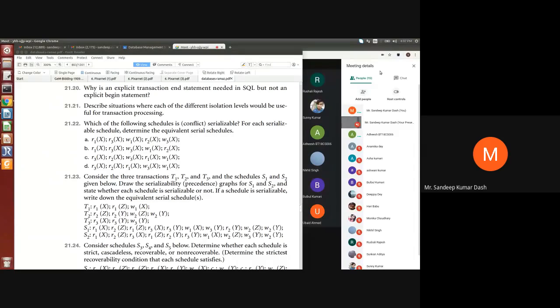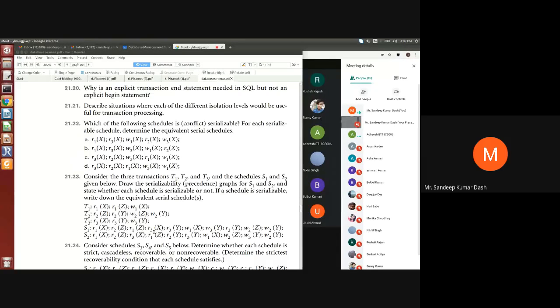Fine. As per that, you have to see the complicated cases in the next question 21.23, which involves three variables x, y, and z. Then you have to check their serializability as per this question. So you try these things.